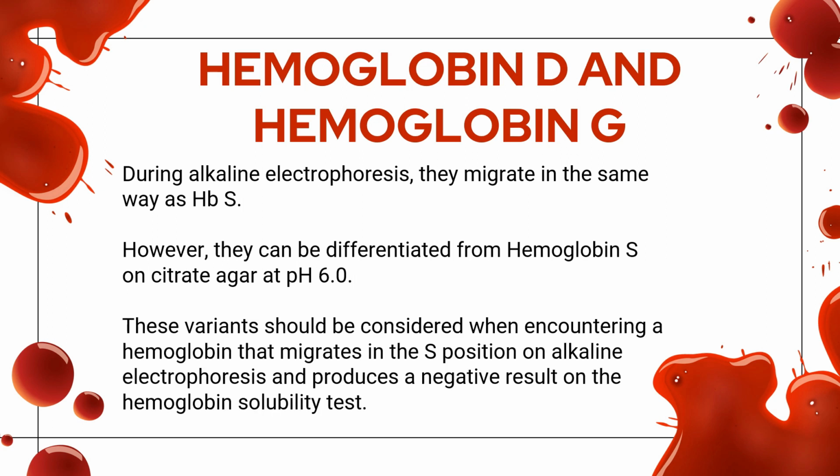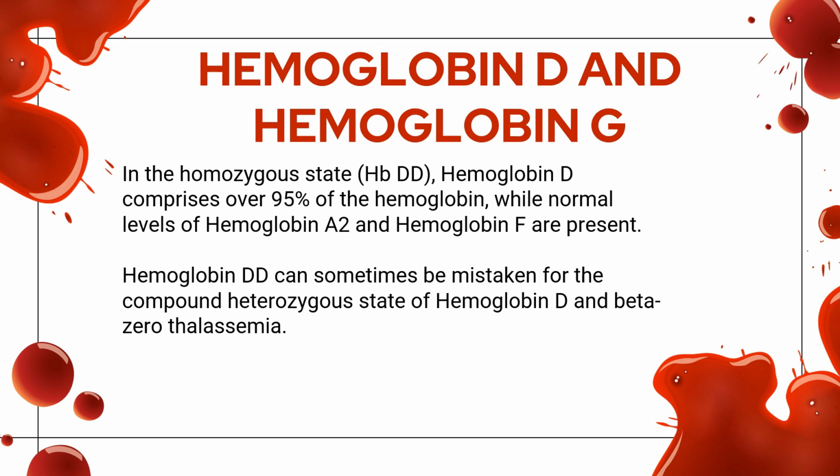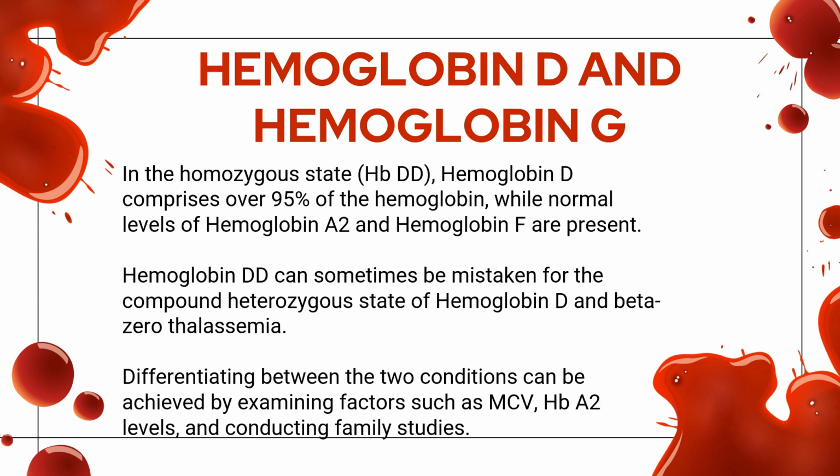These variants should be considered when encountering a hemoglobin that migrates in the S position on alkaline electrophoresis and produces a negative result on the hemoglobin solubility test. In the homozygous state, hemoglobin D comprises over 95% of the hemoglobin, while normal levels of hemoglobin A2 and hemoglobin F are present. It's important to note that hemoglobin DD can sometimes be mistaken for the compound heterozygous state of hemoglobin D and beta-0 thalassemia. However, differentiating between the two conditions can be achieved by examining factors such as mean corpuscular volume, MCV, hemoglobin A2 levels, and conducting family studies.